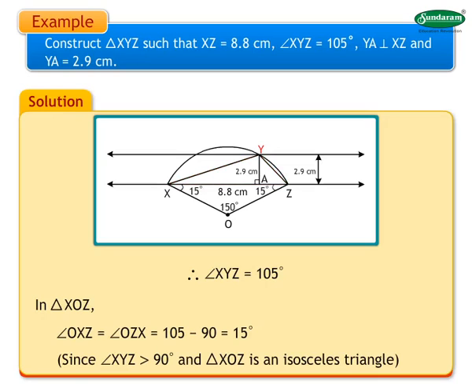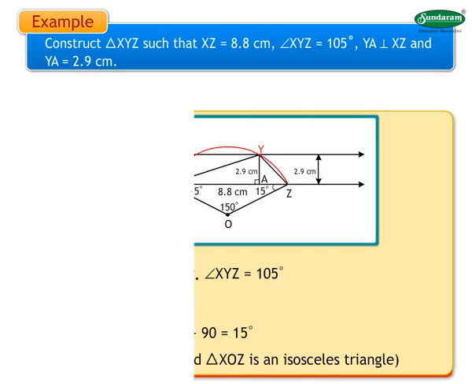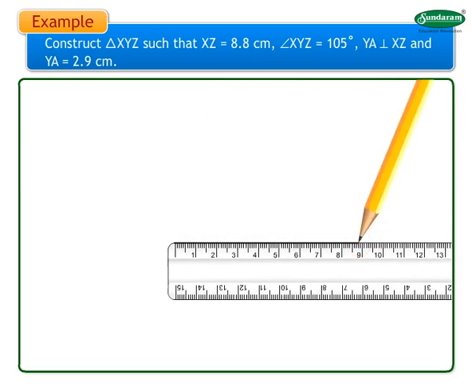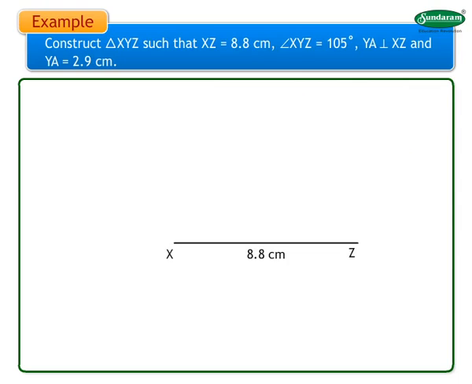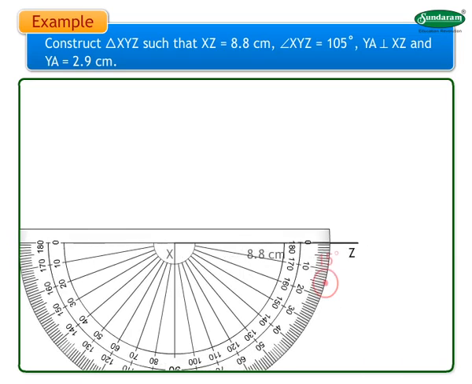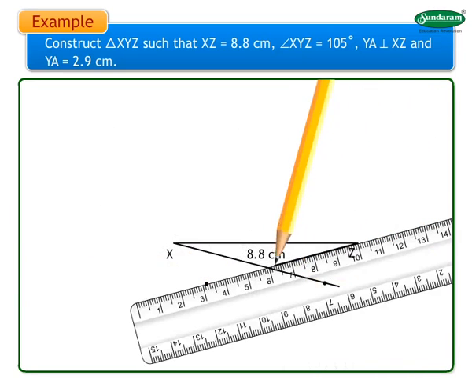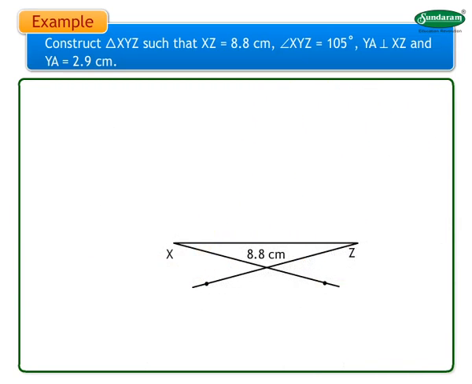To fix up the point Y on the arc XYZ, draw a line parallel to XZ at a distance 2.9 centimeters from segment XZ on D side. Let's look at the steps of construction. Draw segment XZ of 8.8 centimeters. At the endpoints of XZ, draw angles of 15 degrees to lower side of segment XZ. Let the intersection of arms of angles be O.